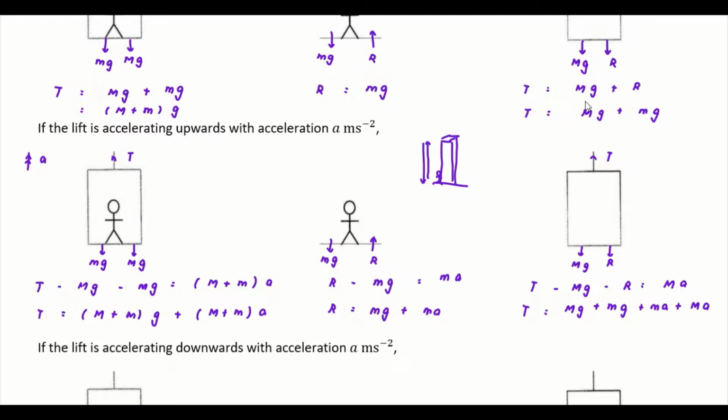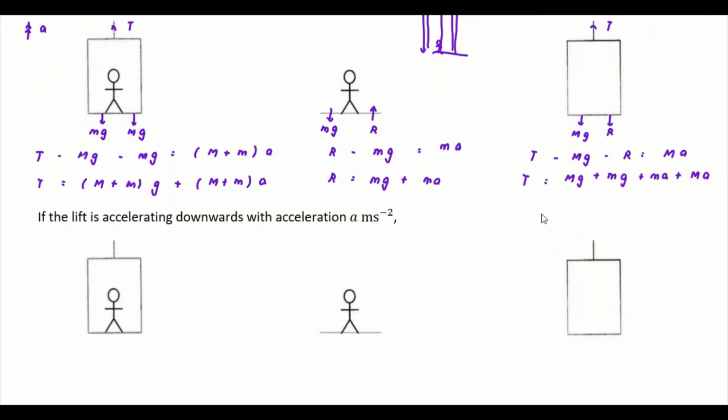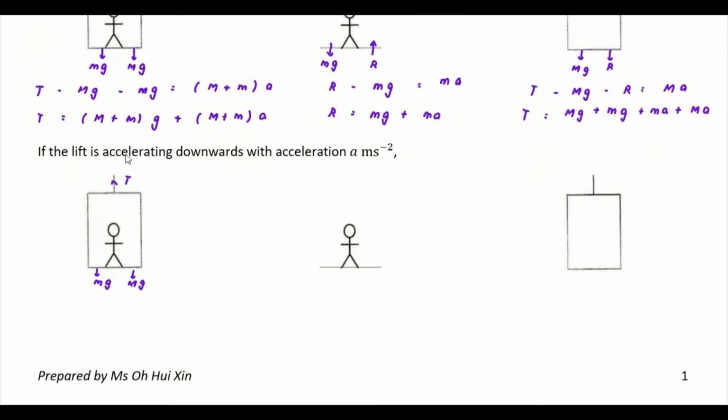Now let's look at the last part, which is when the lift is accelerating downwards. Same thing, let me label all the forces first. We have mg for the person, Mg for the lift, and then the tension. The lift is accelerating downwards, so we denote going down as the positive direction. That means the weight here should be greater than the tension, creating a certain net force. So what we have here is mg plus Mg minus T, which equals the total mass multiplied by the acceleration.